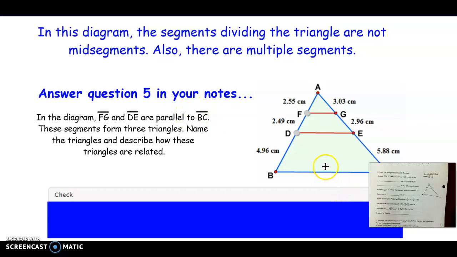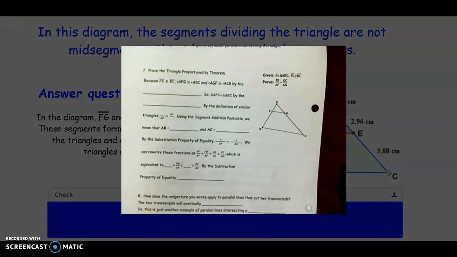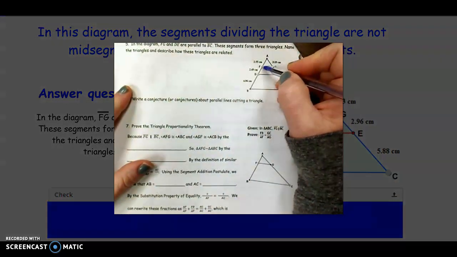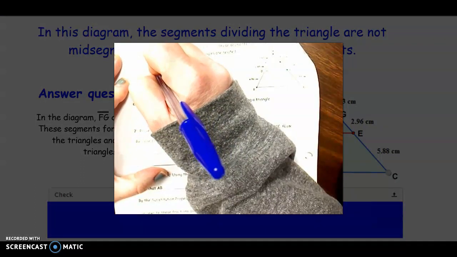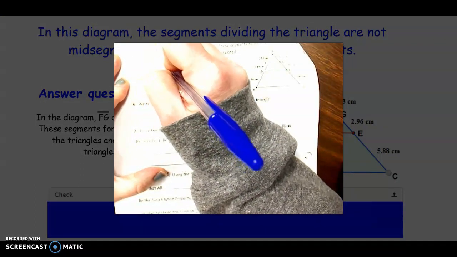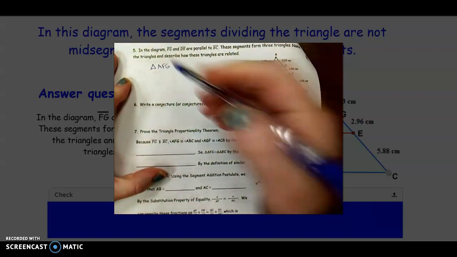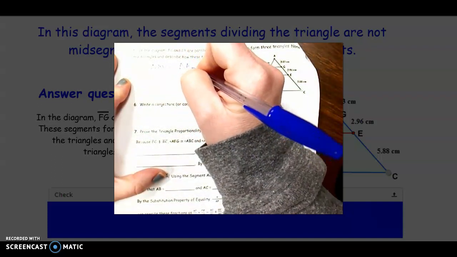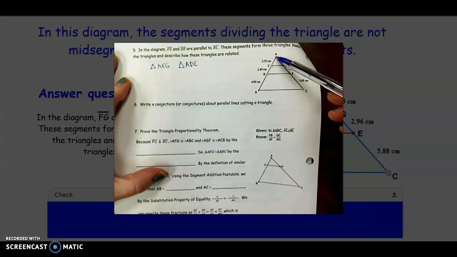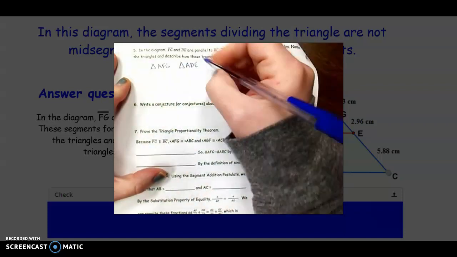So we're going to name the triangles on number 5 in your notes. There are 3 of them, and we are going to describe how they are related to each other. So up at the top of this figure, we have a triangle, and we would name that triangle, triangle AFG. So you have triangle AFG. Then we have what I would call the medium triangle here, and that would be called triangle ADE. And then we have the large triangle, triangle ABC.